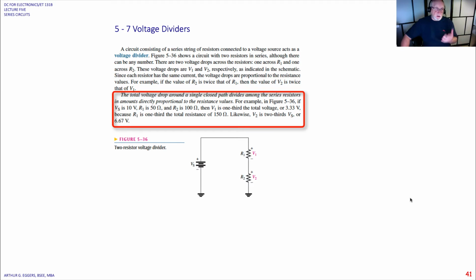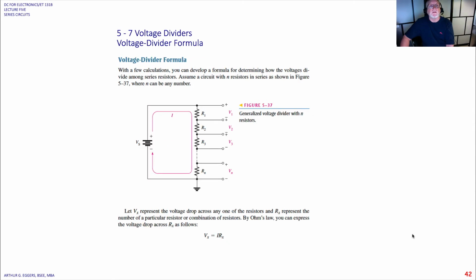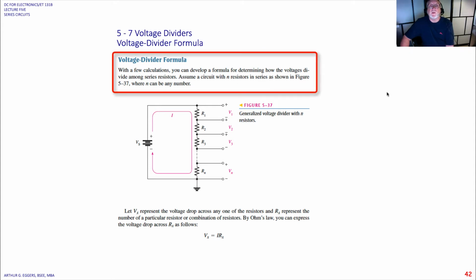So what you should start to see as you're working with these relationships is understanding what's going on in the math, so that you start getting a seat-of-the-pants idea of what an analysis should look like, and if your analysis really is making any sense. So we could come up with some voltage divider formulas. With a few calculations, you can develop a formula for determining how the voltages divide among series resistors.